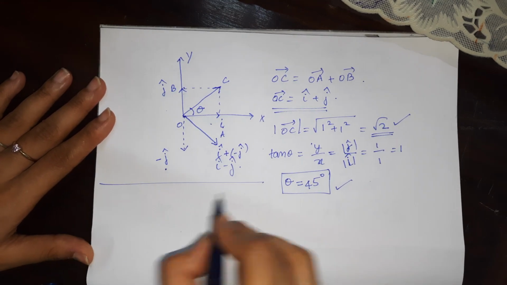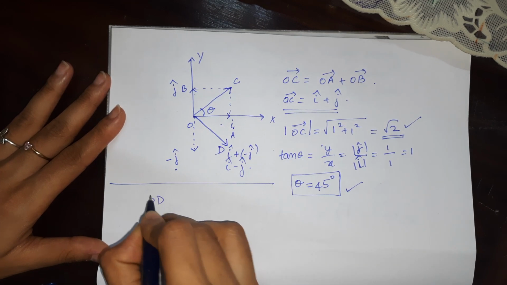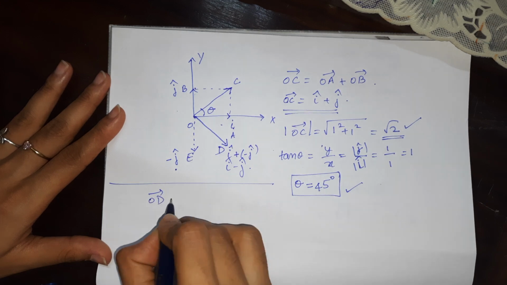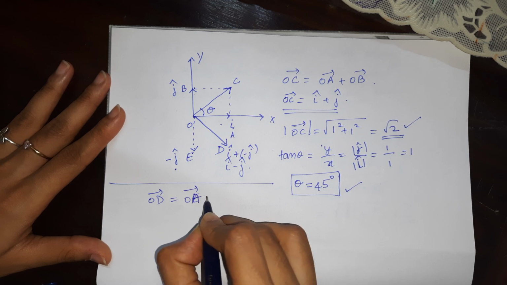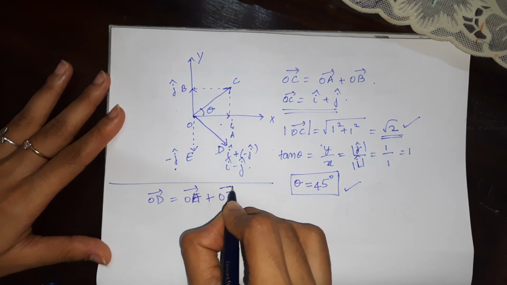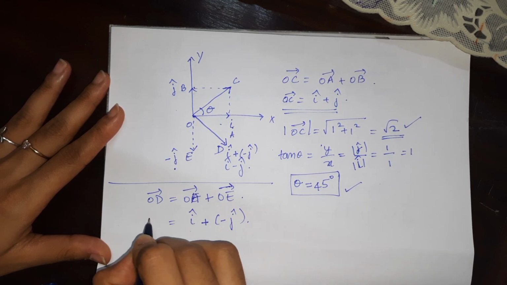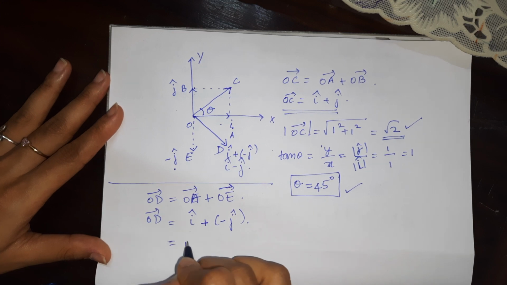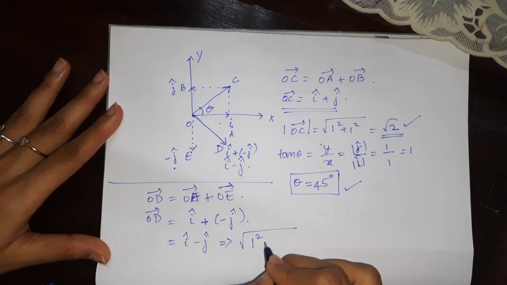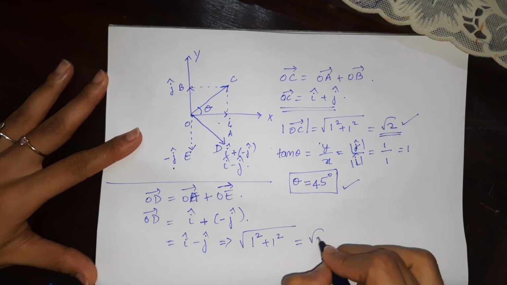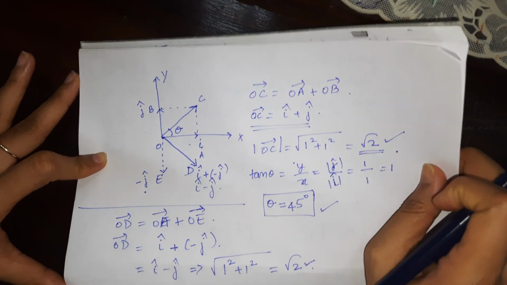So the same thing we will do. Let me name this point D, and let this be E. So OD vector is equal to OA vector plus OE vector. What is OA? It is i cap plus minus j cap. So this will be your OD, which is equal to i cap minus j cap. The magnitude for this will be 1 square plus 1 square, so that is equal to root 2. You can see clearly that in both cases the magnitude is the same, and only the direction will be different.